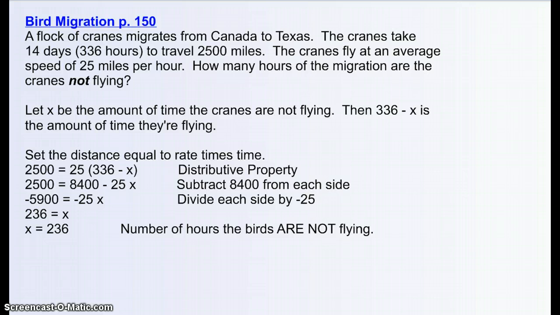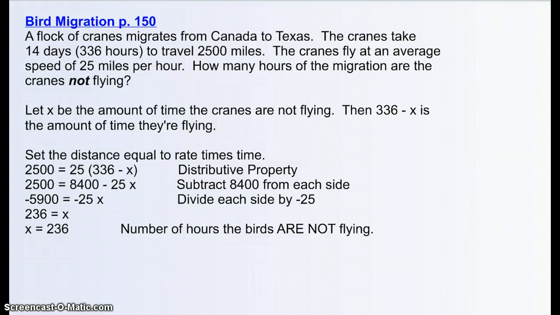To solve, you need to subtract 8,400 from each side. Remember, we have to isolate the variable term. So we get negative 5,900 equals negative 25x. If you divide both sides by negative 25, you get 236. X equals 236, which is the number of hours the birds are not flying.